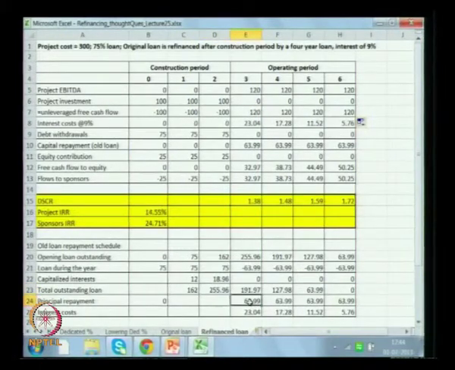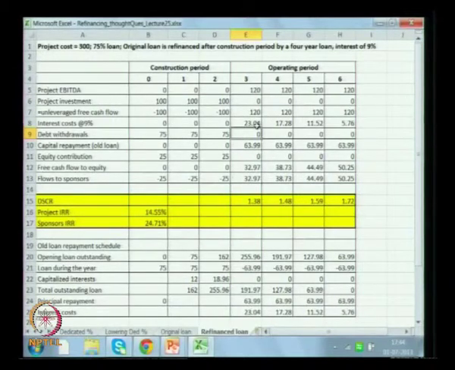So, for example, if we divide 255.96 by 4, that will give us the amount that needs to be paid every year. So, that is 63.99. We pay 63.99 every year, and we pay an interest of 9% on the outstanding loan. So, the outstanding loan was 255.96, and we pay an interest of 9% on this outstanding loan at the beginning of the operations. So, this is 23.04.